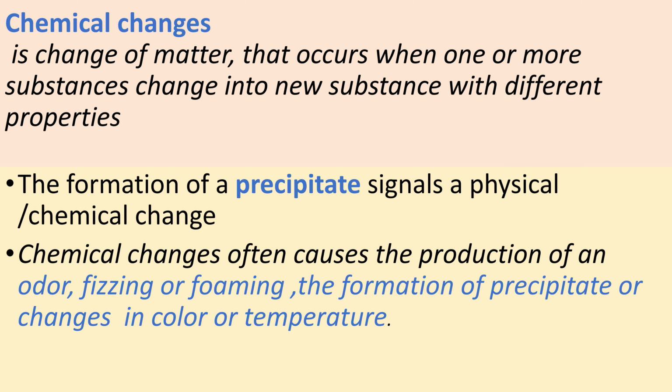The formation of precipitate signals. Is it physical or chemical change? Amazing, it is a chemical change. A new substance is formed. Chemical changes often cause the production of an odor, fizzing or foaming, the formation of precipitate, or changes in color or temperature.